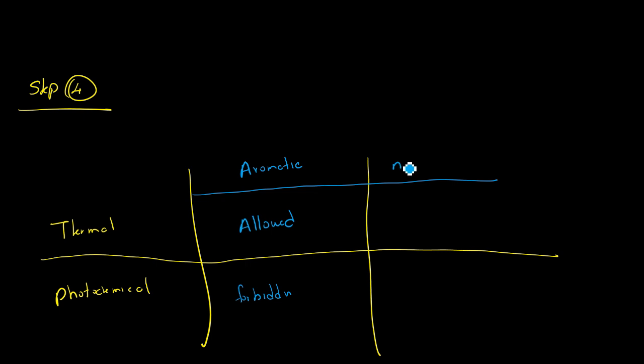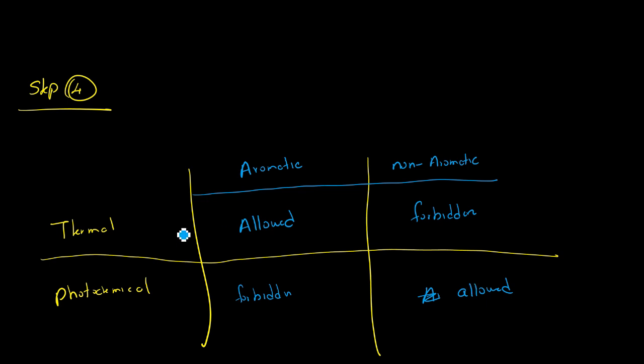But if you have non-aromatic transition state, then your thermal pathway is forbidden, your photochemical pathway is allowed. So this is the set of rules which we have to follow in our transition state theory.